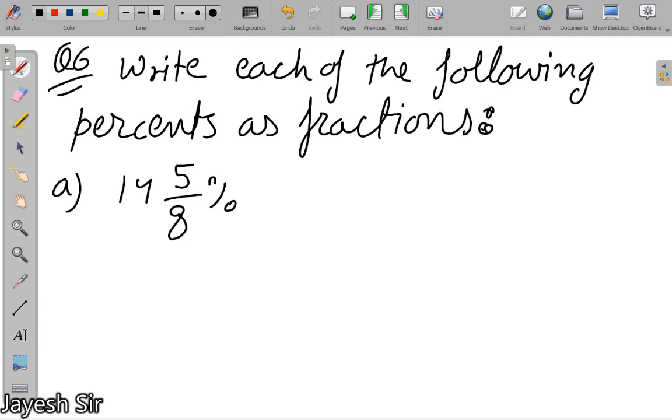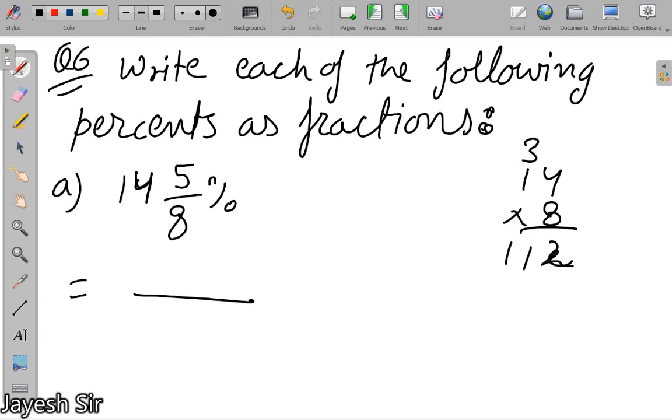Okay, so first of all, this is a mixed fraction type of percentage. So what we will do is, first of all, we will simply make it into an improper fraction. 14 eights are, 8 fours are 32, 8 ones are 8, 9, 10, 11. And we have to add 5 to 8, that is 117. 117 upon 8 percent.